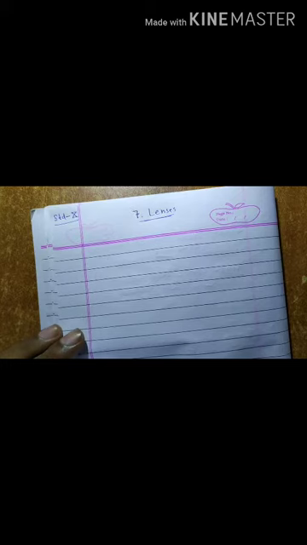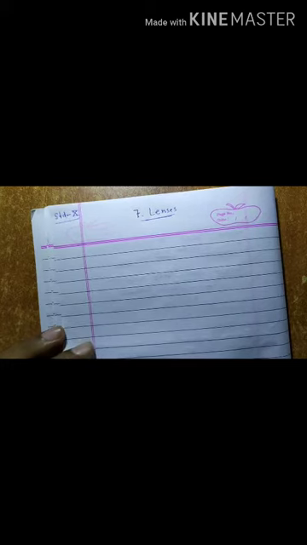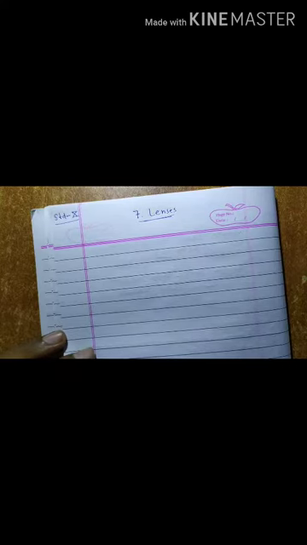So, today we are going to discuss chapter number 7, that is lenses. In this chapter, today we will discuss lenses, types of lens, different terms related to lens, rules for drawing ray diagram from a lens, image formed by convex and concave lens, lens formula, sign convention, magnification by a lens, power of a lens, combination of lens.